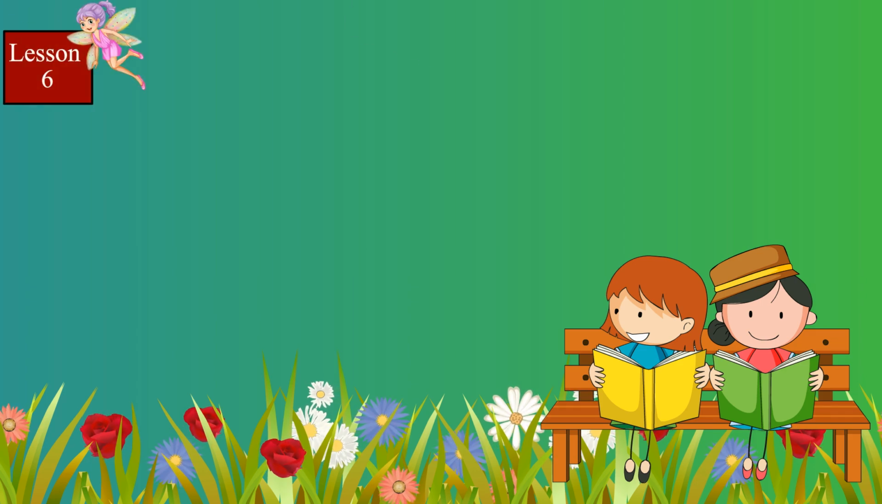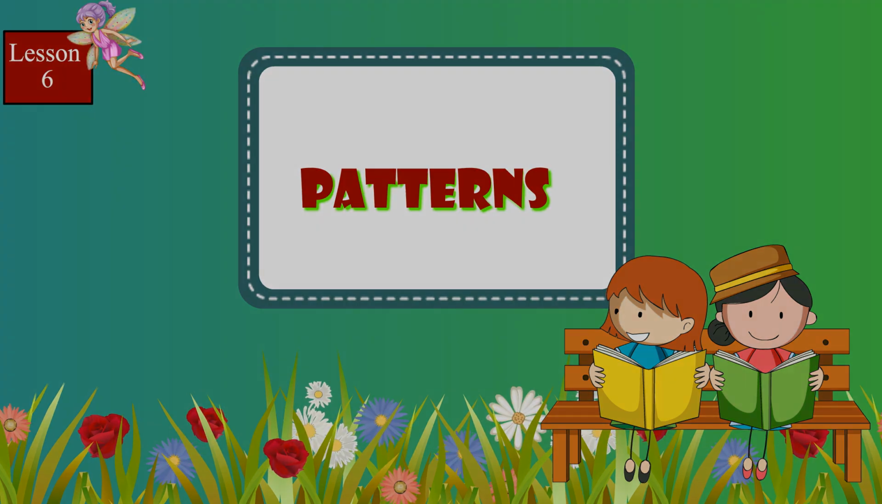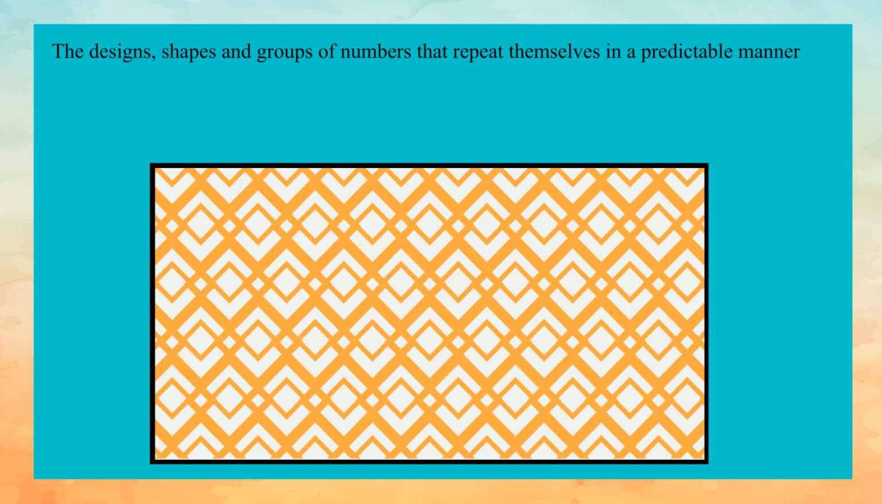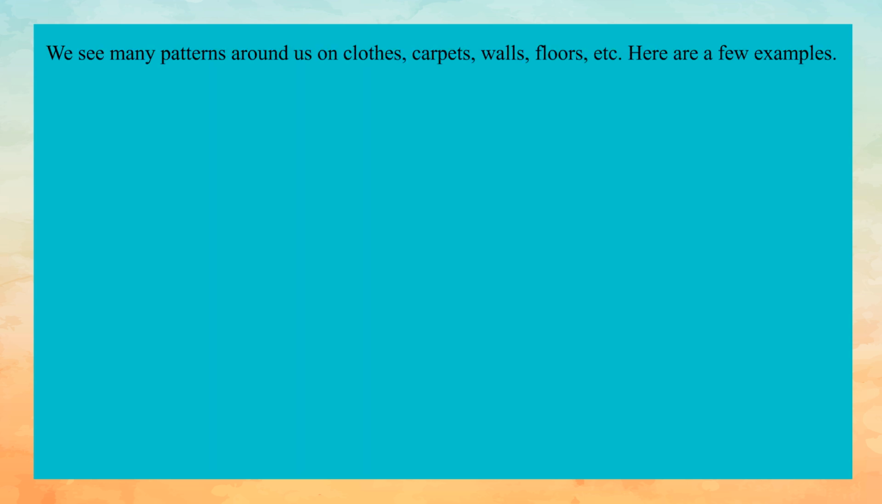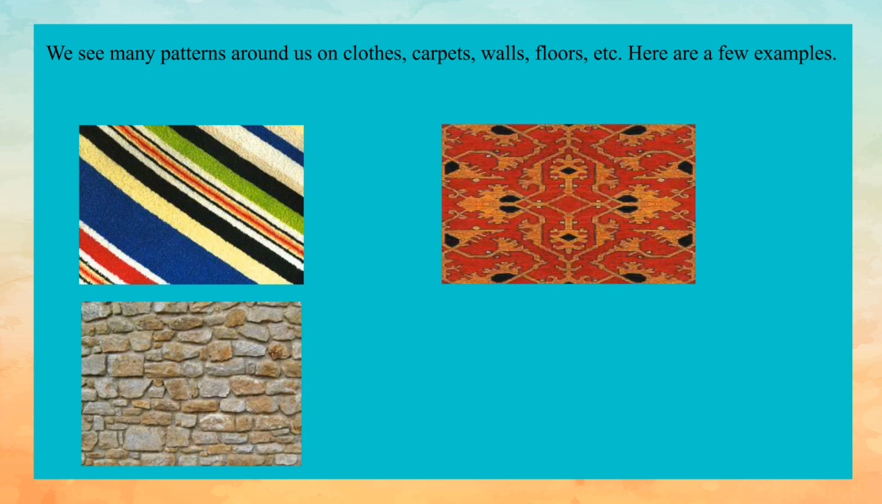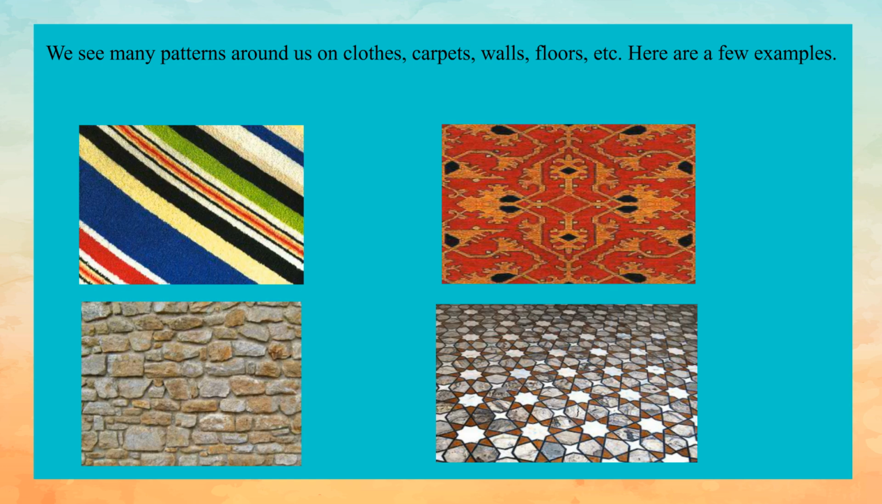Lesson 6. Patterns. The designs, shapes and groups of numbers that repeat themselves in a predictable manner are called patterns. In mathematics, we use patterns to find solutions to similar questions involving large numbers without doing actual calculations. We see many patterns around us on clothes, carpets, walls, floors, etc. Here are a few examples.